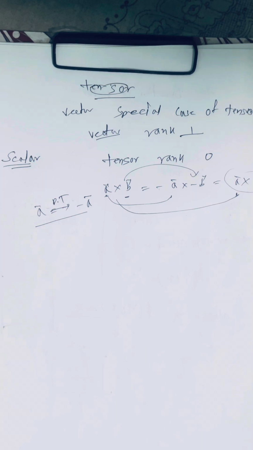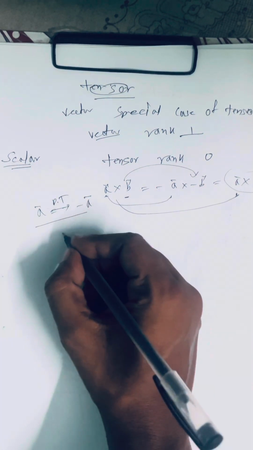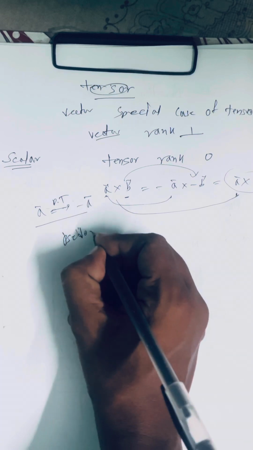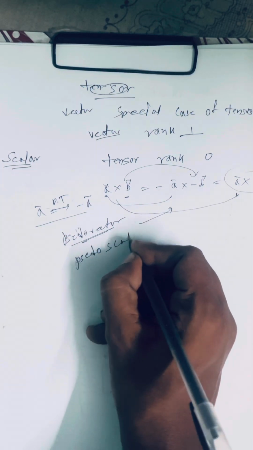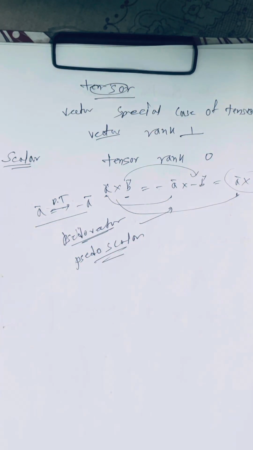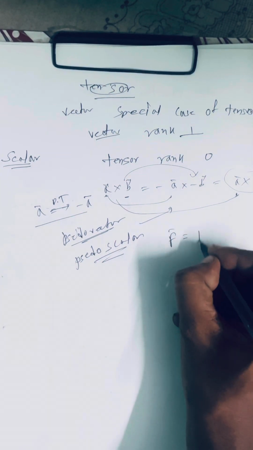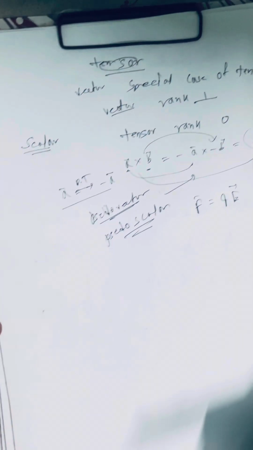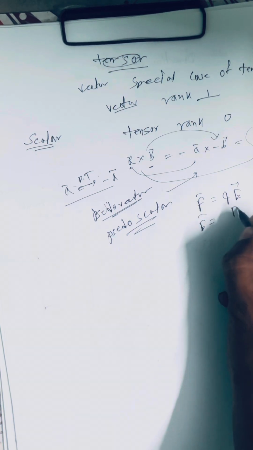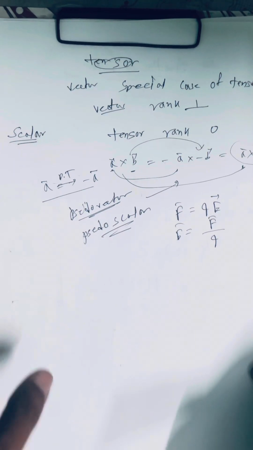Pseudo scalar. The another is pseudo scalar. What is pseudo scalar? The scalar type physical entity that changes sign under parity transformation and reflection, remains invariant under rotation. It's called pseudo scalar. Like force, charge into electric field, or you can say electric field, force by charge. This is for the equation.